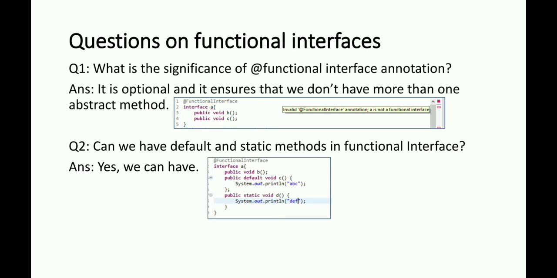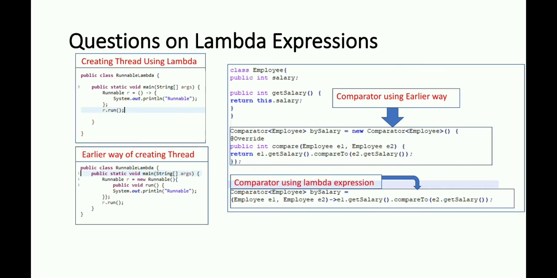Second question, can we have default and static methods in a functional interface? Answer is yes, we can have. You can see in the example. So let's move.